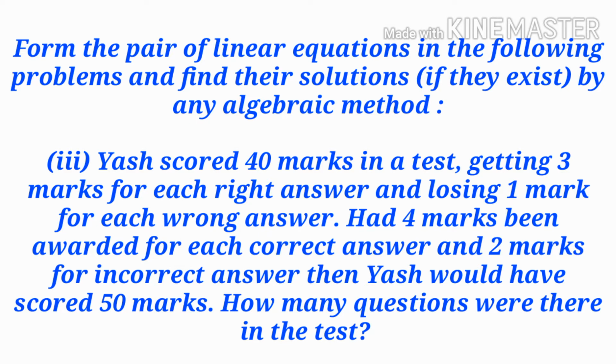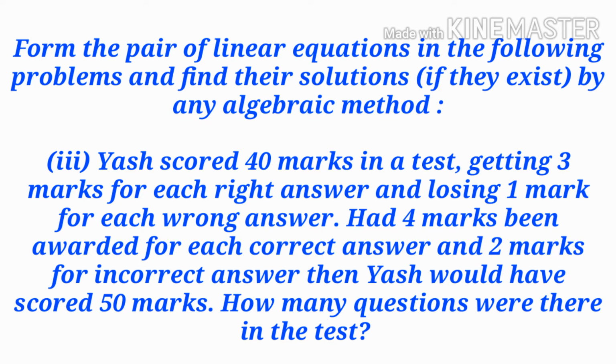So third sum is: Yash scored 40 marks in a test, getting 3 marks for each right answer and losing 1 mark for each wrong answer. So once again, Yash scored 40 marks in a test, getting 3 marks for each right answer. So for one right answer he got 3 marks and losing 1 mark for each wrong answer. But we don't know how many right answers he got and how many wrong answers.